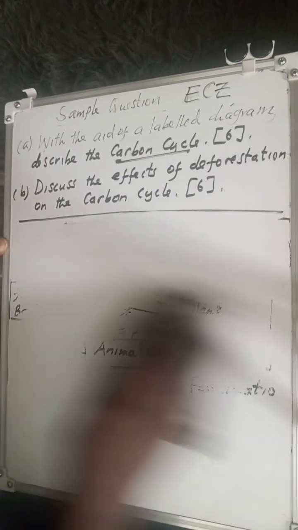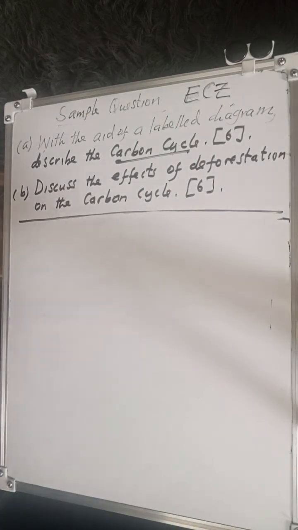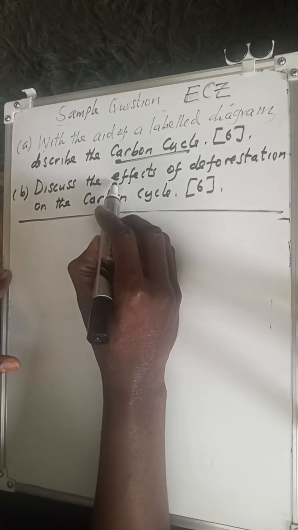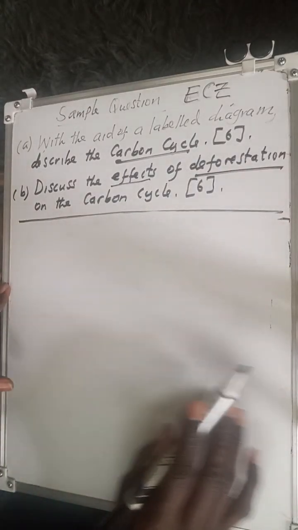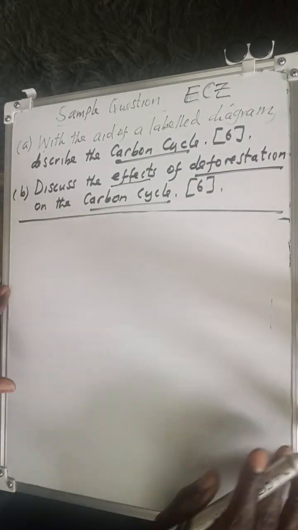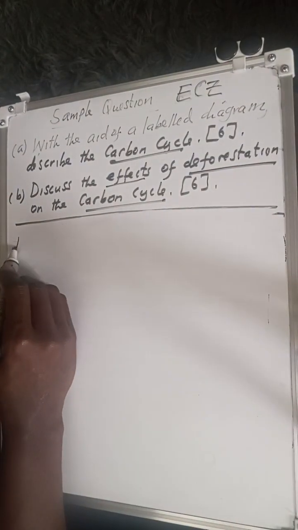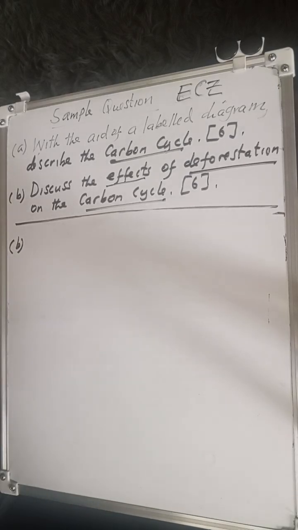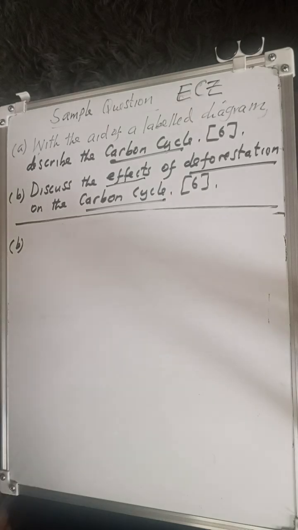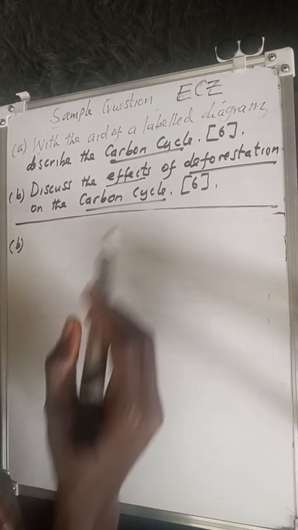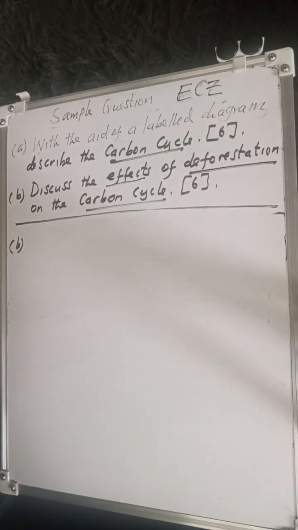According to the B part, it says discuss the effects of deforestation on the carbon cycle. So what are the effects of deforestation on the carbon cycle? Remember, deforestation is simply the cutting down of trees. That is what we are calling deforestation. So what effect does it have on the carbon cycle?